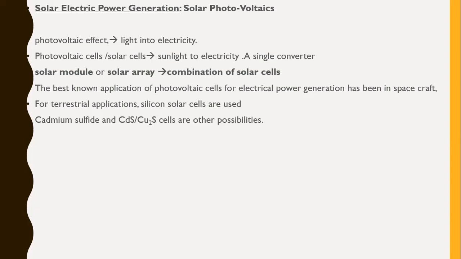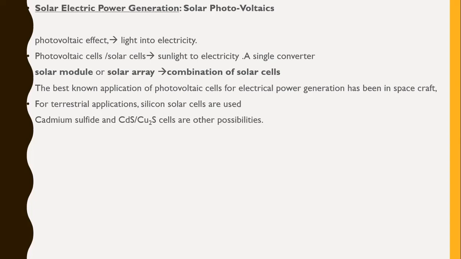This is a direct conversion of solar energy into electrical energy. This is done by means of the photovoltaic effect. This effect is the conversion of light or any other electromagnetic radiation directly into electricity. The photovoltaic effect is defined as the generation of electromotive force as a result of absorption of ionizing radiation. That is the definition of the photovoltaic effect.